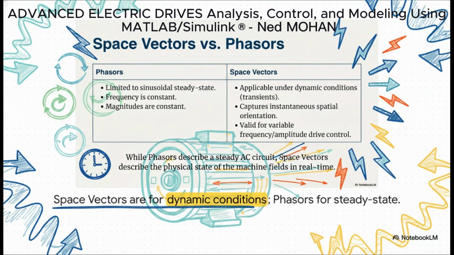So here's the key takeaway. Phasors are for steady-state analysis. They describe the magnitude and phase of a sine wave, and that's it. Space vectors, on the other hand, capture the instantaneous physical state of the machine. They're like a live snapshot, which makes them essential for dynamic control.